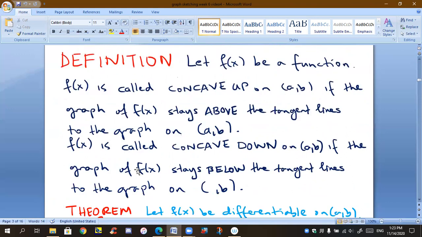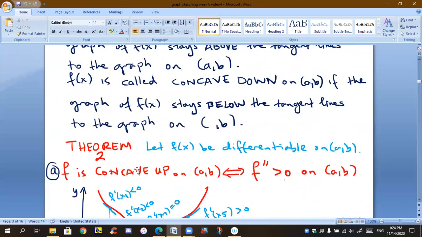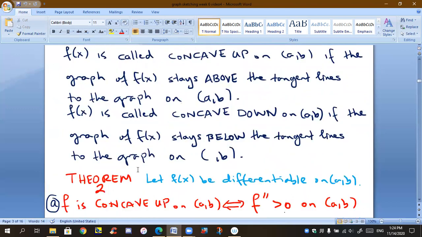Okay, so if the graph of f stays above all the tangent lines, then f is called concave up on that interval. If the graph of f stays below the tangent lines to the graph on a to b, then f is called concave down on the interval.